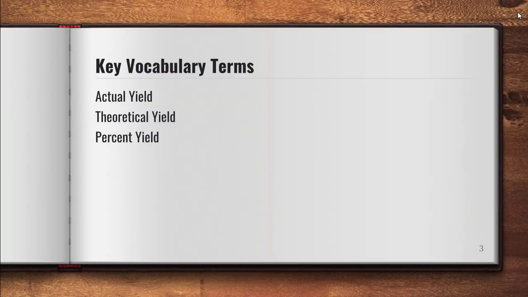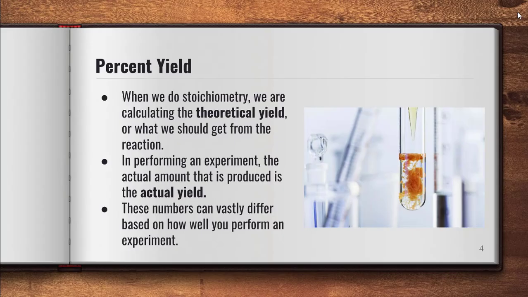Some key vocabulary terms here include the actual yield, the theoretical yield, as well as the percent yield. So when we do stoichiometry, we're calculating the theoretical yield, that is what we should get from the reaction. So we start with this amount of chemicals, and we mix them together. We should get this amount of product at the end.